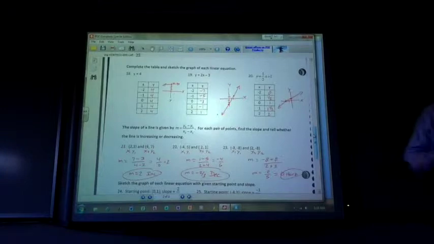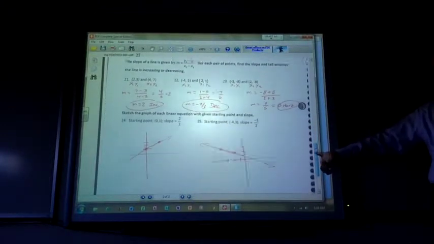And I think we're okay with that. And then I wanted to slow down a smidge and make sure we're okay with the last two problems. Okay, so if you have one point and you have the slope, the slope is like a map that will take you to another point. So let's go through and take a look at it.